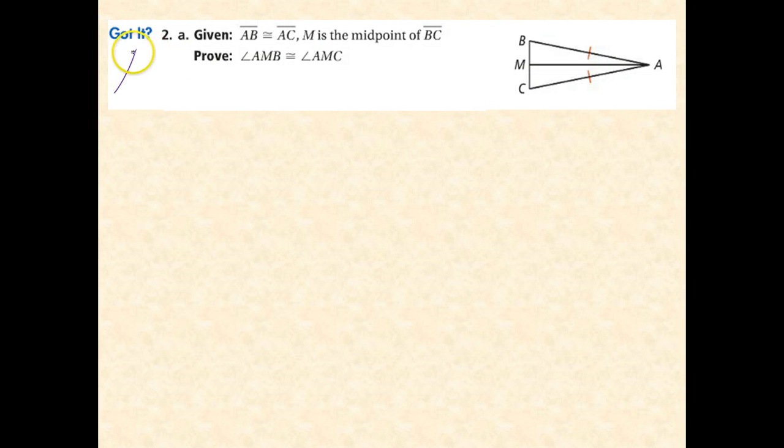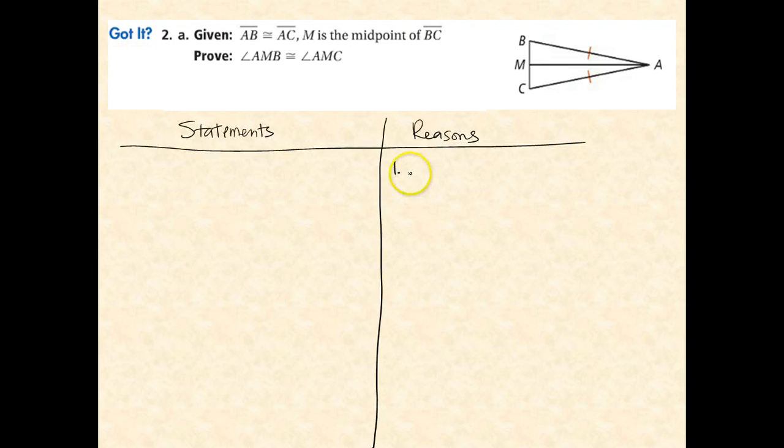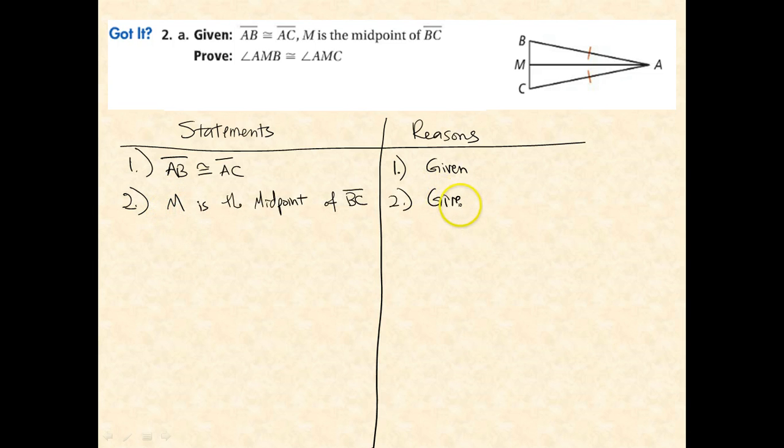So try this proof on for size. Alright, so what do we usually start with? We usually start with something that was given to us. So we are given that segment AB is congruent to segment AC. So let's throw that out there. How do you feel about that? And we know that M is the midpoint of BC, and that was also given to us. So now what?